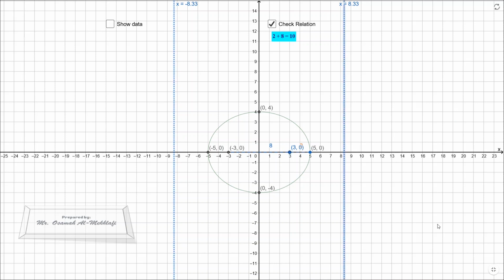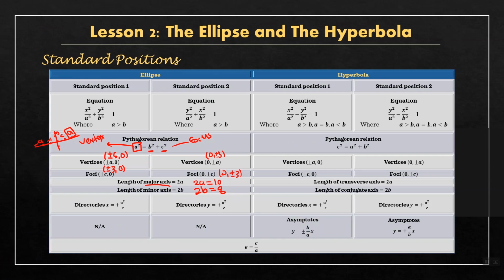First of all, they cut the x-axis. They cut the x-axis at 2 points, this point and this point. And to find their equation, it's always x equals plus minus a squared over c. A squared is from A, from the vertex, and c is from the focus. So again, I'm telling you guys, if you find A and B and C, you can find all of this data easily.